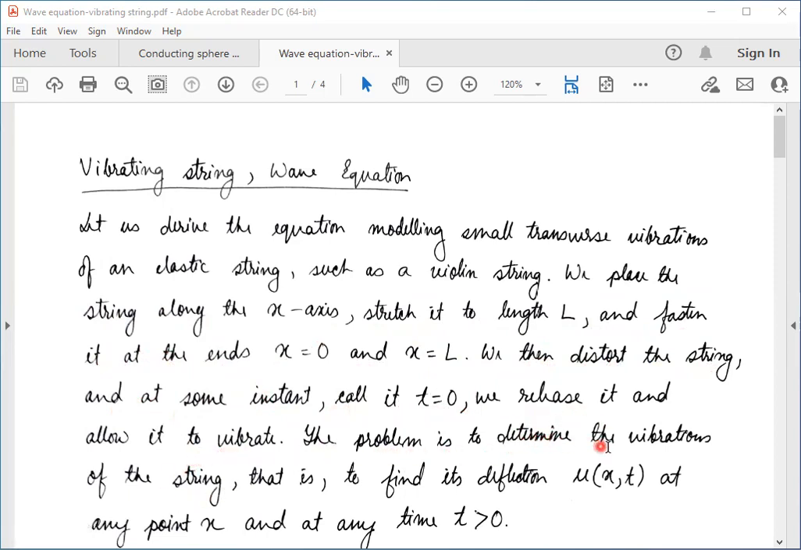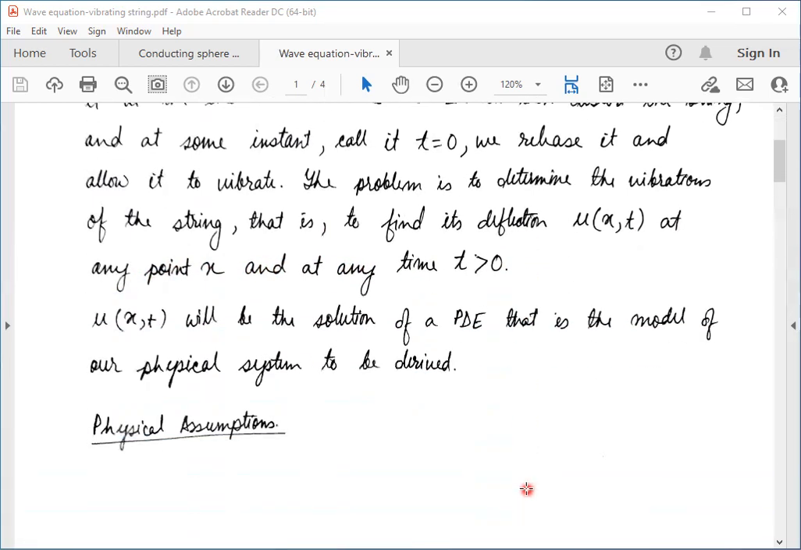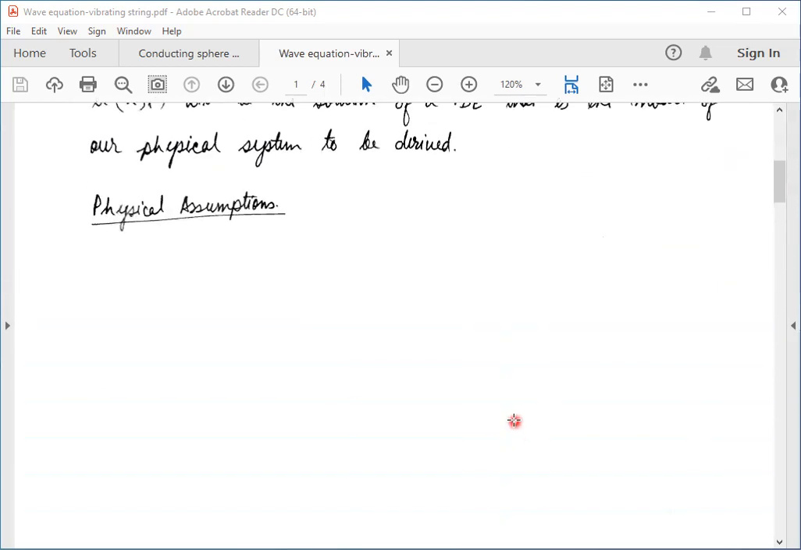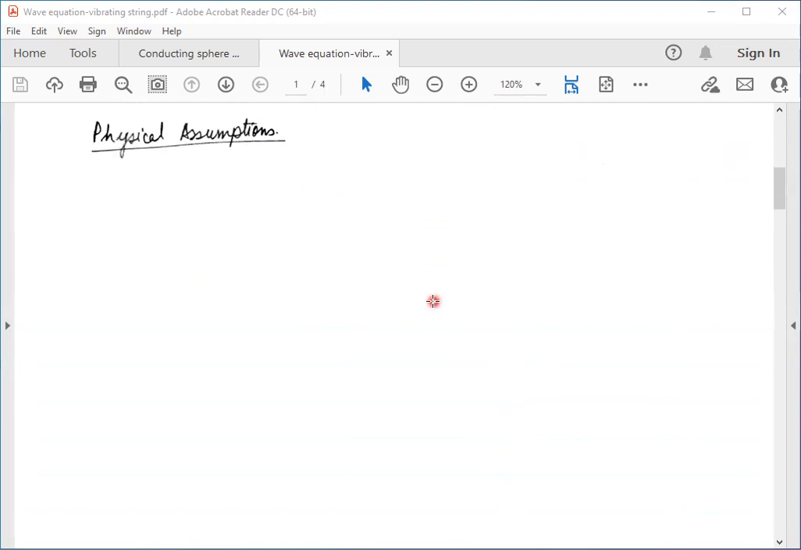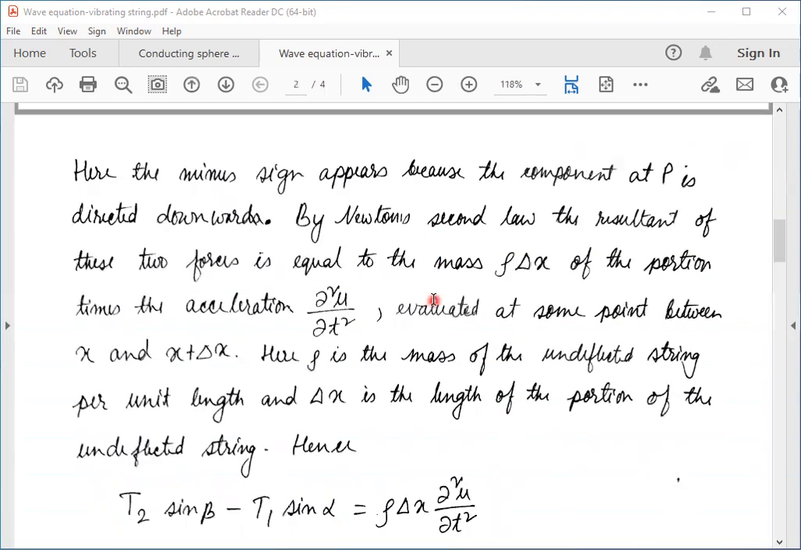The problem is to determine the vibrations of the string, that is, to find its deflection, given by u as a function of x and t, at any point x and at any time t greater than 0. Okay, u(x,t) will be the solution of a partial differential equation that is the model of our physical system to be derived.